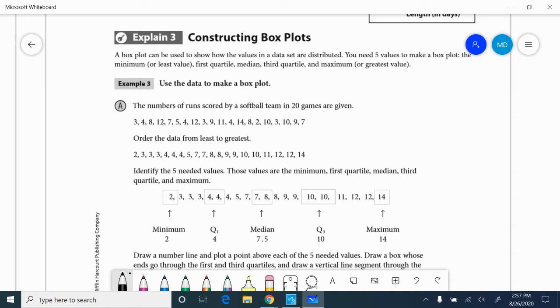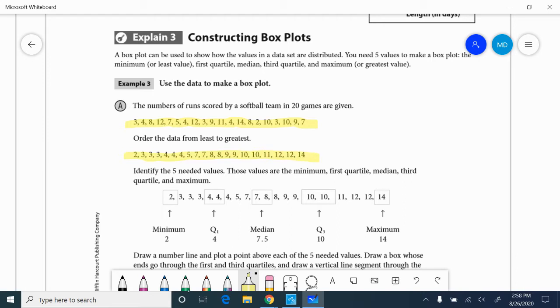So for example 3, they use the data to make a box plot. Our data is the numbers of runs scored by a softball team in 20 games. So we have all these data values here. This is all of our data. Now what we want to do is order our data from least to greatest. So that's what they did here. They reordered all these numbers, but they put them in order.